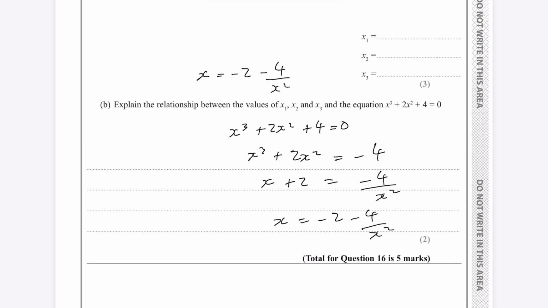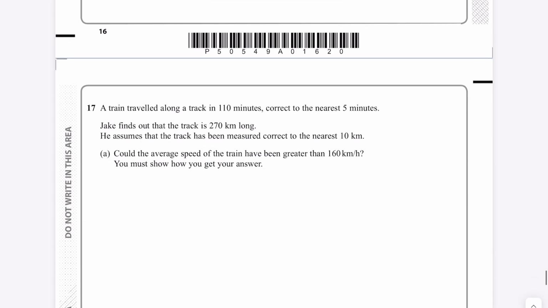So 1 mark is just for doing this. And the second mark is for stating that iteration is an estimation of the solution, because that's what you're doing at the top: you're iterating to get to the answer.